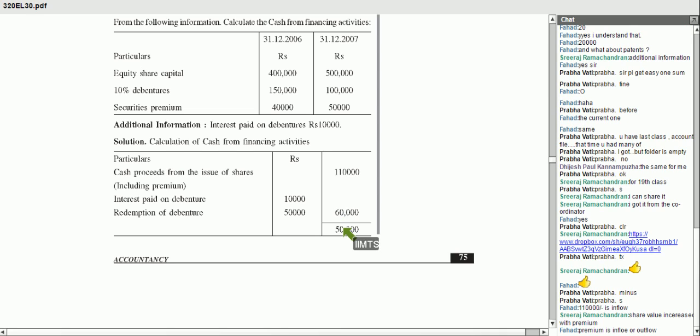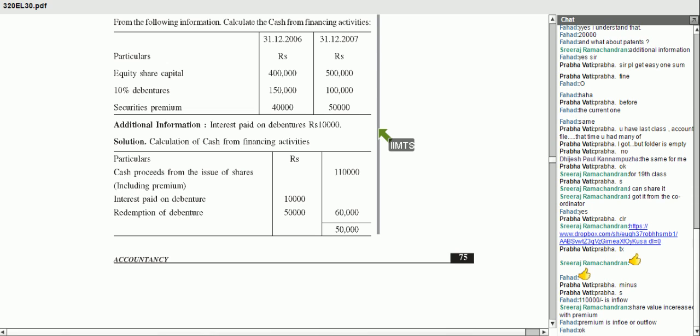Share value increased with premium. Yes, Shriyat got it right. Premium is inflow because they have added this value over here. See, 50,000 minus 40,000 is how much? 10,000, and 10,000 plus 5 lakh minus 4 lakh is 1 lakh. So 1 lakh plus 10,000 is 1 lakh 10,000. Getting my point, Vard?